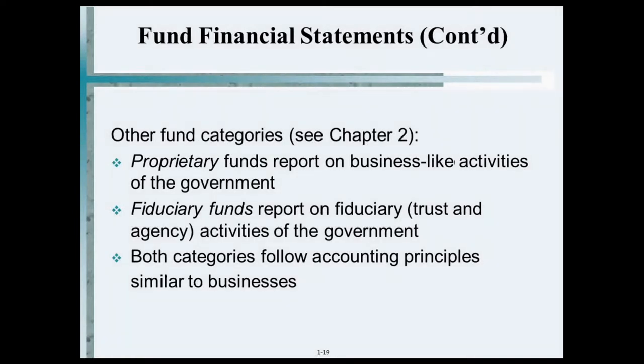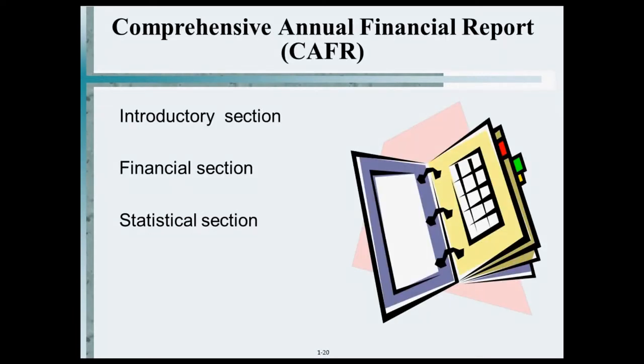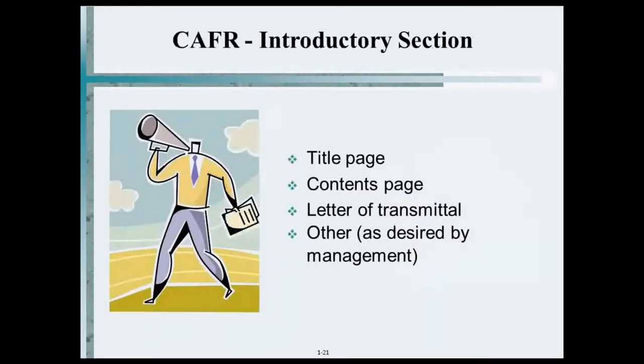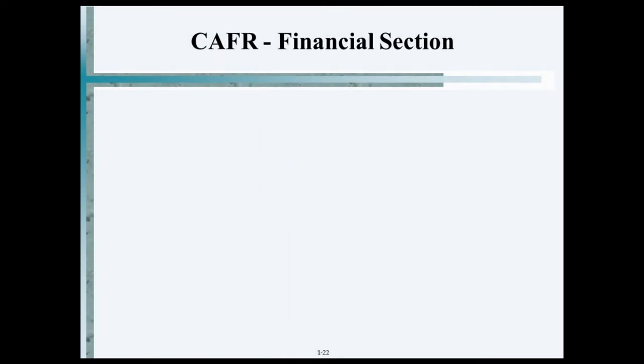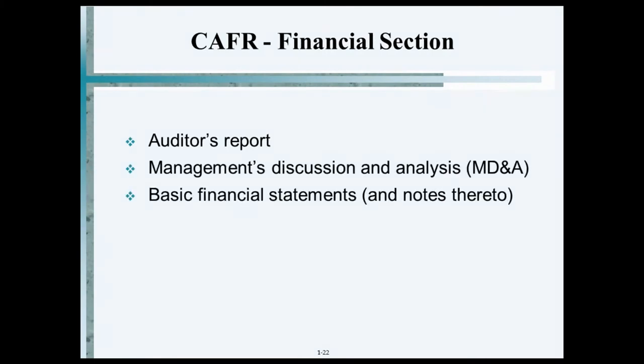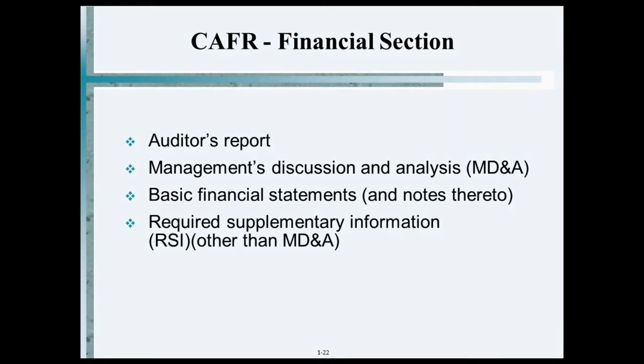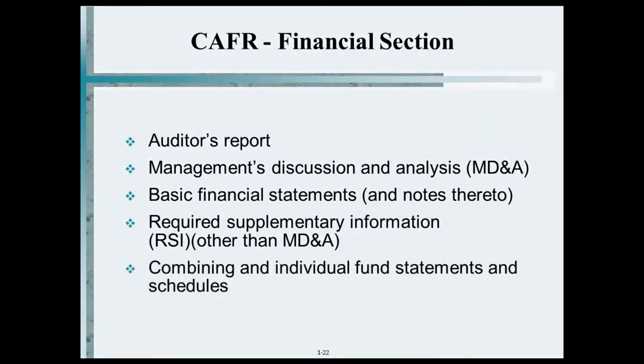And these are the other fund categories, proprietary fund and fiduciary fund, and they both follow the full accrual basis. This is what I was speaking about, the difference between the minimum reporting requirement and the comprehensive annual financial report. We have the introductory section and the statistical section. In the introductory section, we have the title page, contents page, letter of transmittal, and other things to describe the report. Hopefully those of you who looked at the CAFR have already seen some of this. The financial section has the auditor's report, the MD&A, the basic financial statements, the RSI, which is the budgetary schedule, and combining and individual fund statements with schedules.